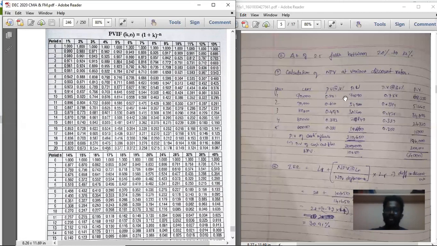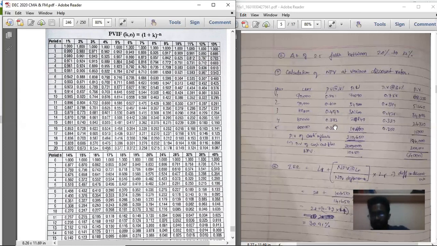As of now, present value factors at the rate of 28% we have found. So multiply CFAT with the present value factors. First year 90,000 into 0.781, you are getting 70,290. Second year 90,000 into 0.610, you are getting 54,900. Third year 80,000 into 0.477, you are getting 38,160 in respect of the third year.